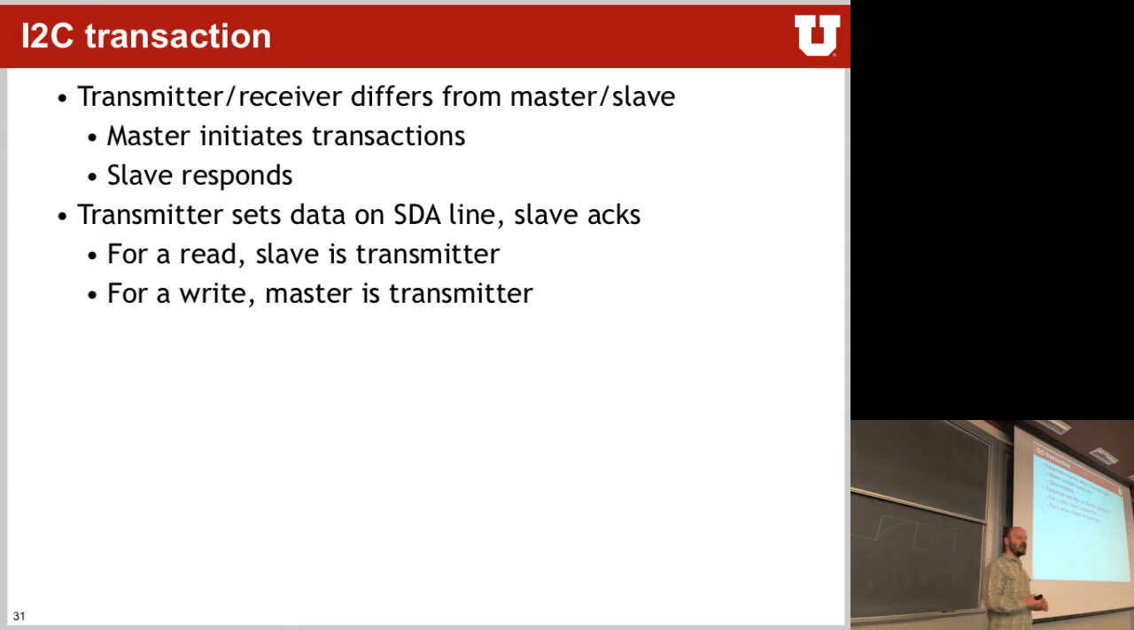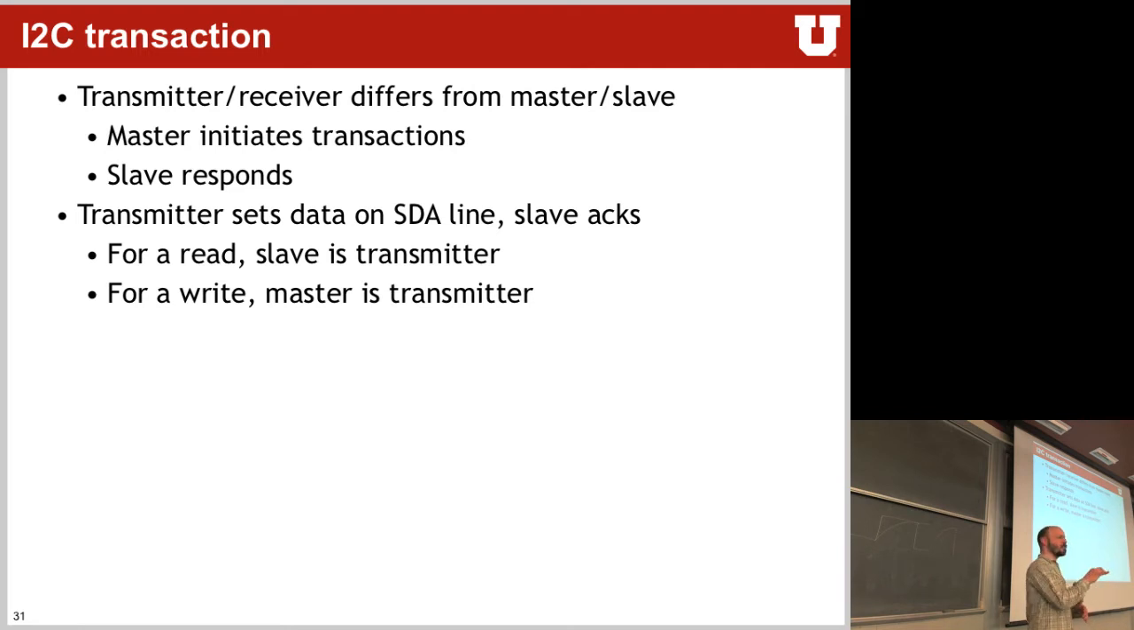I2C transactions work as follows. There is a transmitter and a receiver, which differs from the master and slave from before. So on an I2C bus, somebody transmits and somebody receives, and they can flip direction in between the transaction itself. The transmitter sets the data on the data line, and the receiver acknowledges, so the transmitter knows that the receiver received its part. Okay, this is all completely wrong. Let me start over again. I'm sorry. So there is a transmitter and a receiver, and there is a master and a slave.